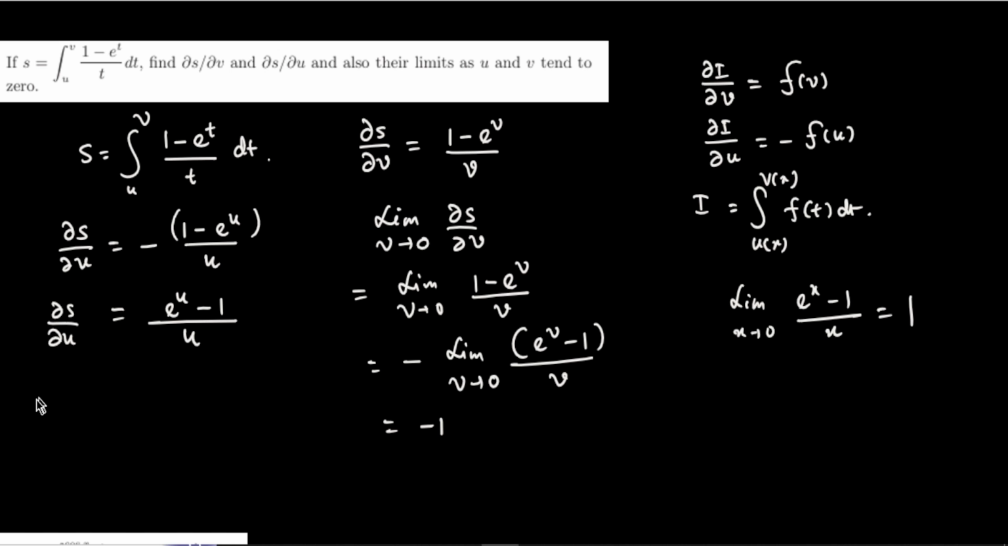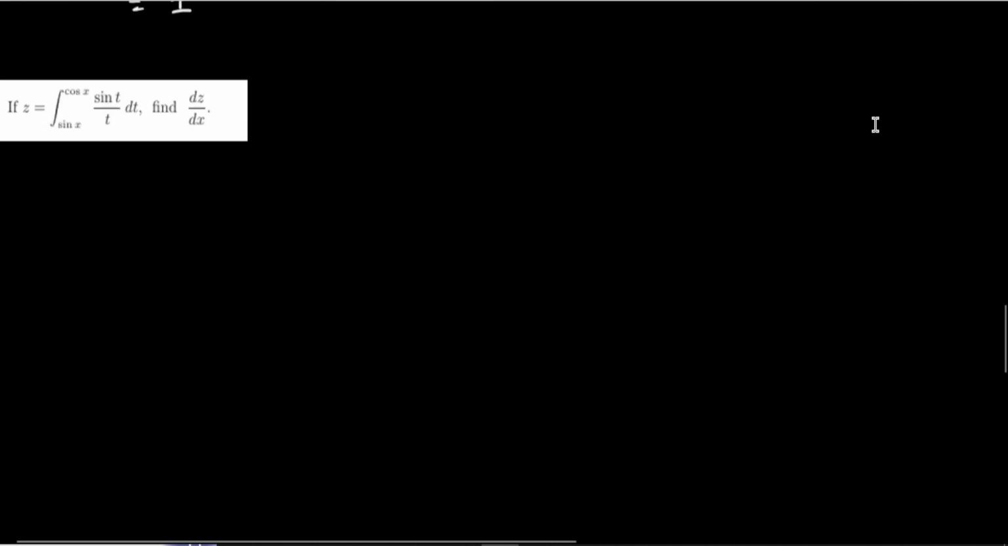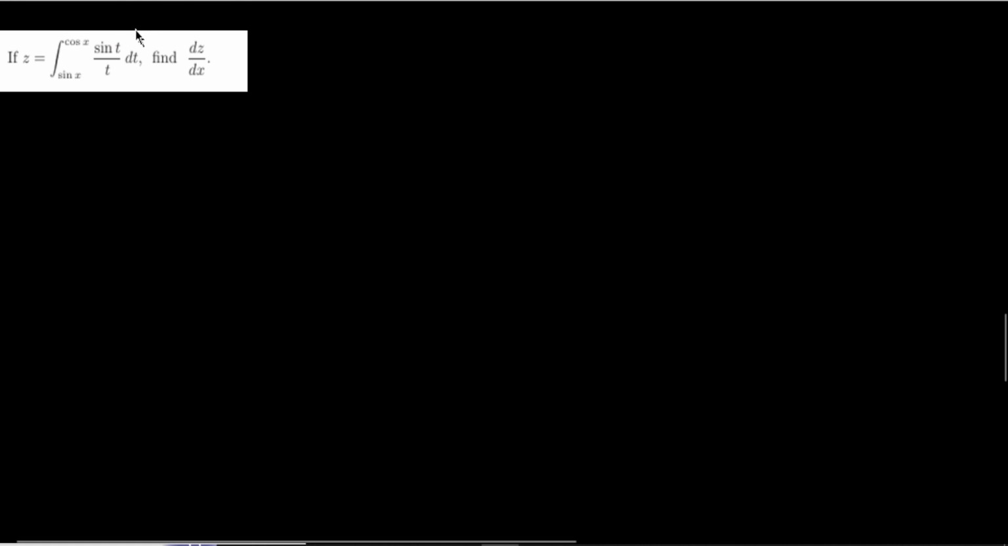And here if we take limit u tends to 0, then del s by del u gives us limit u tends to 0 of e to the power u minus 1 by u, which is 1. So these are the answers. We will do the next problem.